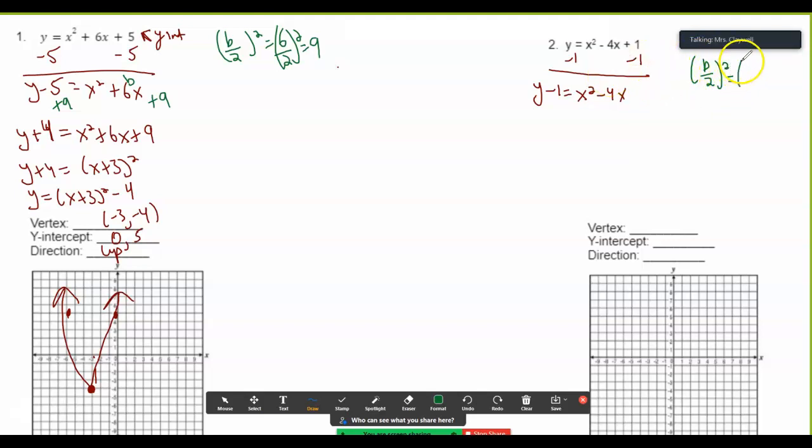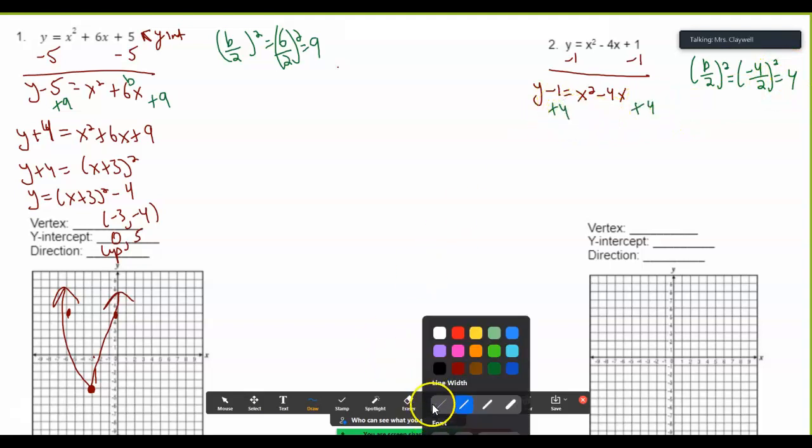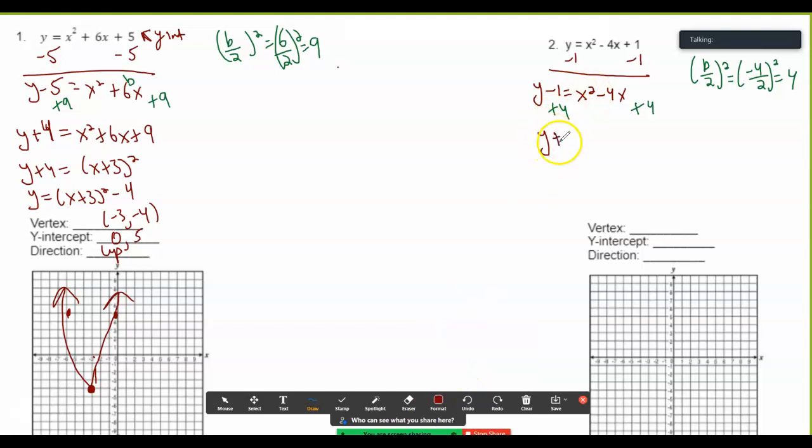Move my constant to the other side. I need to find my b over 2. So what I'm going to add, I add that to both sides then. So my vertex is positive 2, negative 3. My y-intercept is (0, 1). And it opens up again.